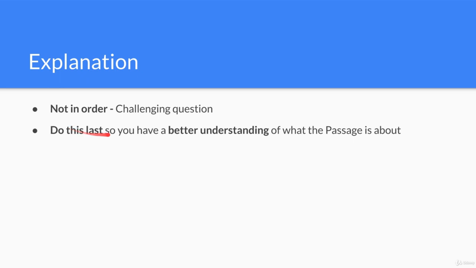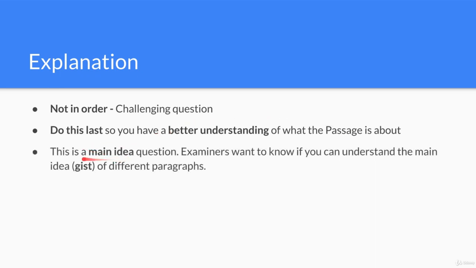So this is a question that you should save for the end of that reading passage. In whichever reading passage it appears, you should save it for the end of that reading passage. And why we do that is so that you have a better understanding of what the passage is about. Because when you answer the easy questions first, you will give yourself the time and the chance to familiarize yourself with the content in each of the paragraphs in the passage.